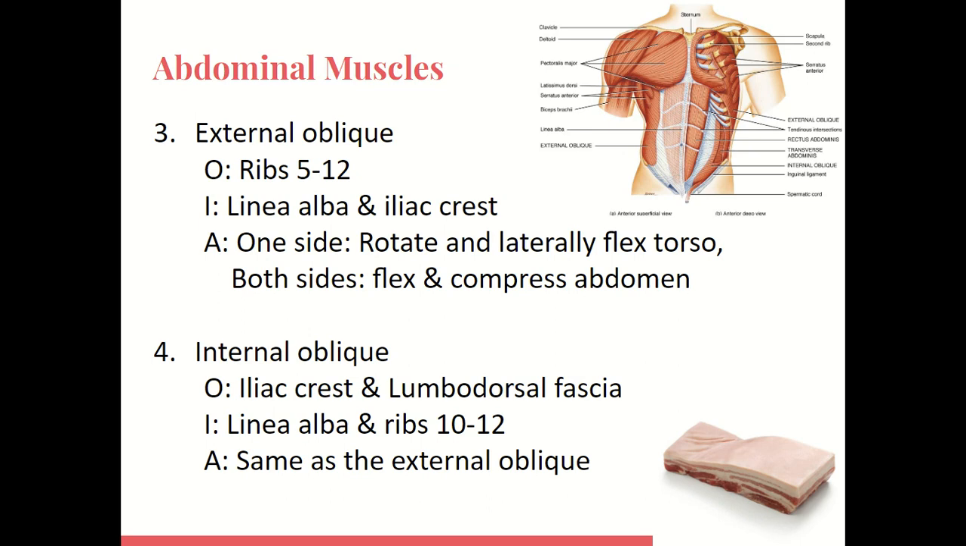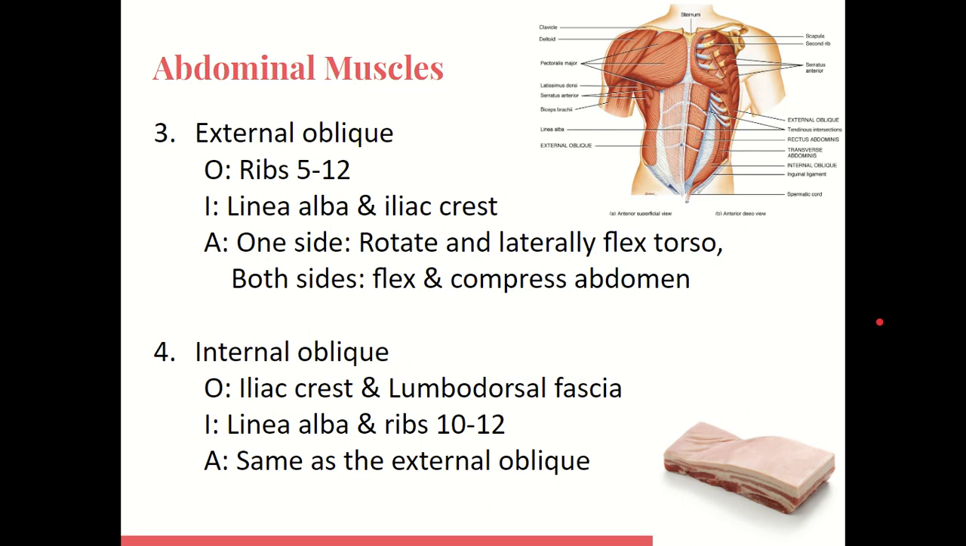So your external oblique, if we look in this diagram, we see it starts up here at the bottom of the rib cage and it runs down at an angle, so it moves medially and inferiorly onto the linea alba. The internal oblique, on the other hand, starts out here and runs at an angle superiorly and medially up here onto the linea alba. And so these both kind of crisscross.